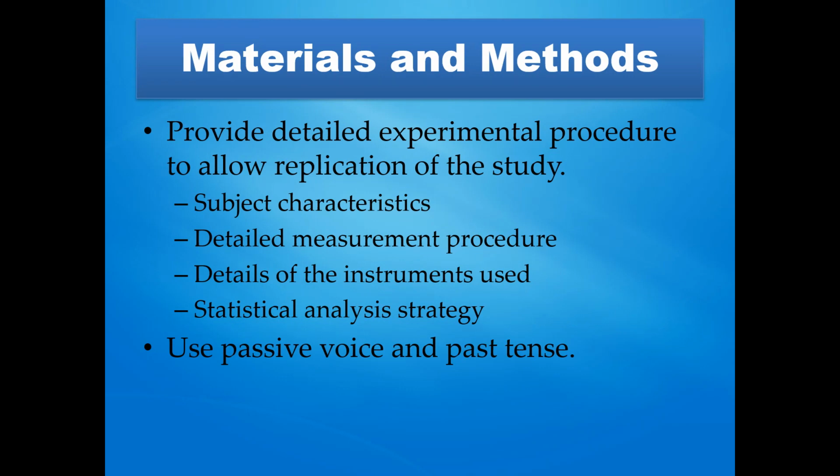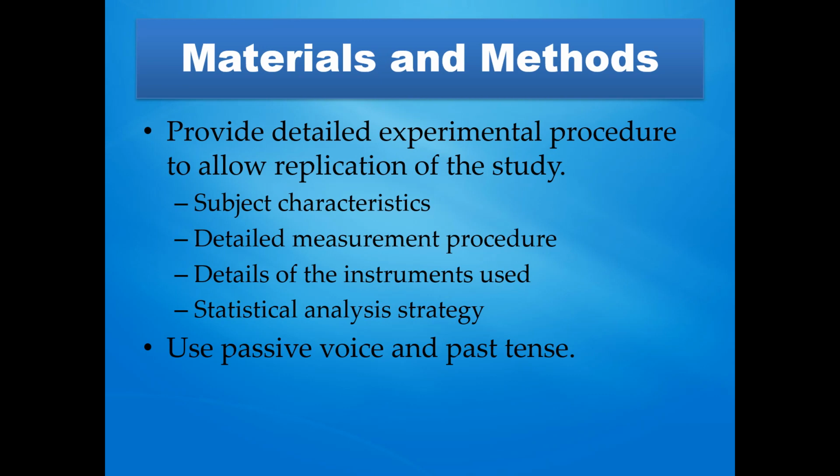So the subsequent section is on materials and methods. In materials and methods, the author should provide detailed experimental procedures to allow replication of the study. Replication is a very important aspect of science. So whatever you have studied should be able to be replicated by other researchers in other parts of the world. And that's why your materials and methods is very important.